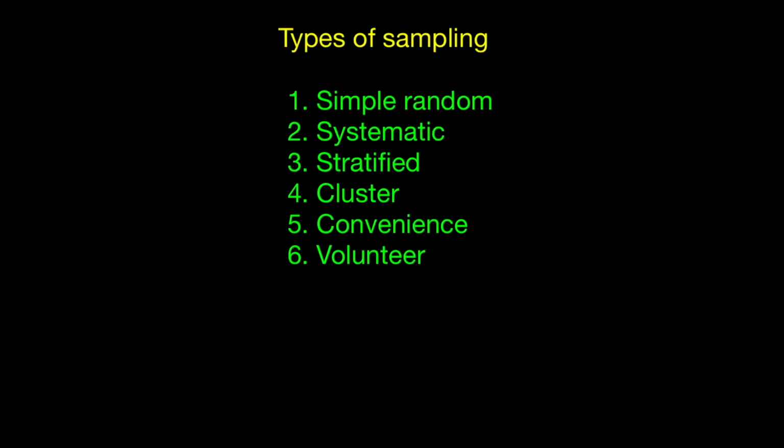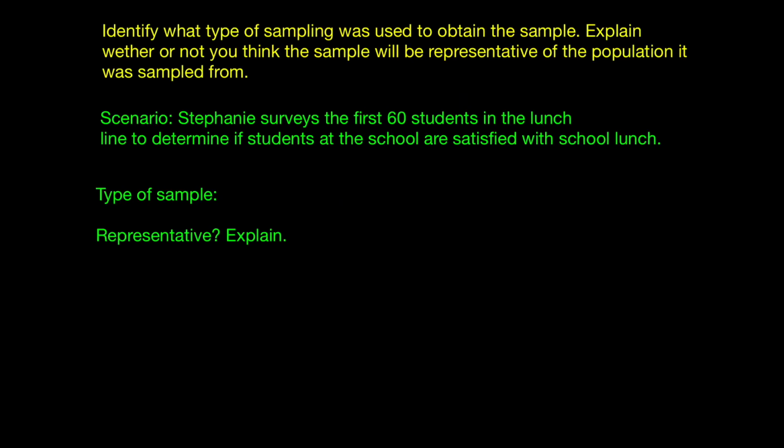There are 6 famous types of sampling, and by the looks of that scenario, I'm leaning towards the convenience sample. So here the type of sample would be convenience. So notice how Stephanie's not going out of her way in randomizing the population. It's convenient for her to survey the first 60 students that show up to the line instead of waiting to see what the students in the middle of the line or at the end of the line think about the lunch.